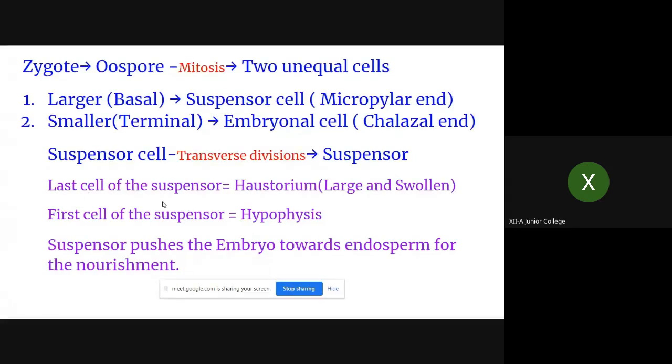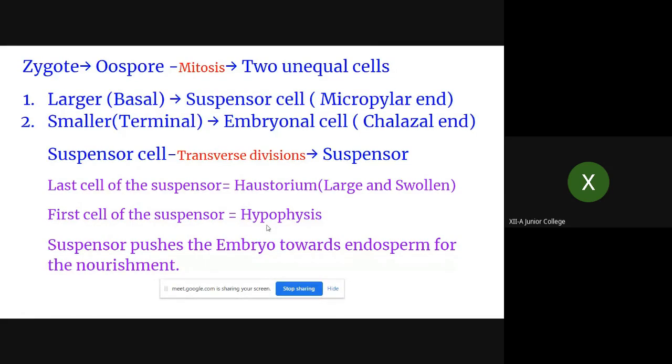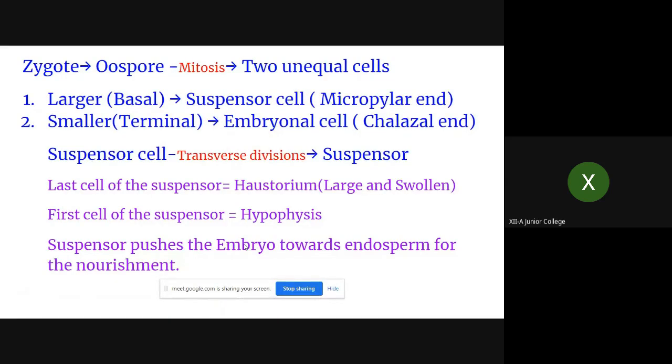The last cell of the suspensor becomes large and swollen. It becomes larger than the remaining cells and it becomes swollen. That is called the haustorium. Whereas the first cell of the suspensor, which is nearest to the embryonal cell, is called the hypophysis. And what is the role of the suspensor? The role of the suspensor is to push the embryo towards the endosperm for nourishment.